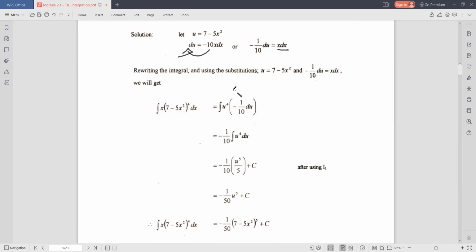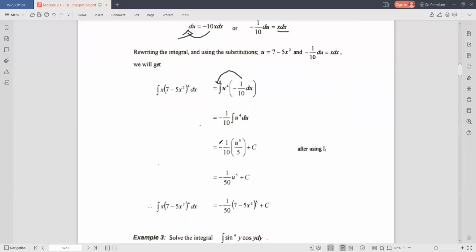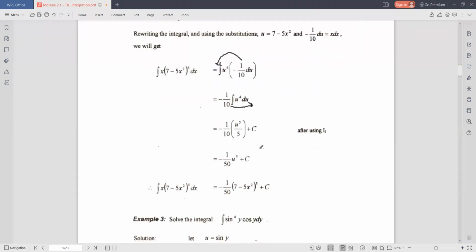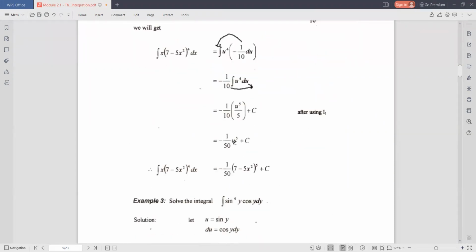Okay, so lipat sa labas. Then matitira is u to the 4 du. Then we integrate this one, that is u raised to 4 plus 1 over 4 plus 1, that is u raised to 5 over 5. Then simplify natin. And of course, since this is integrated na, don't forget your plus c. Then simplify, that is negative 1 over 50 u raised to 5 plus c.